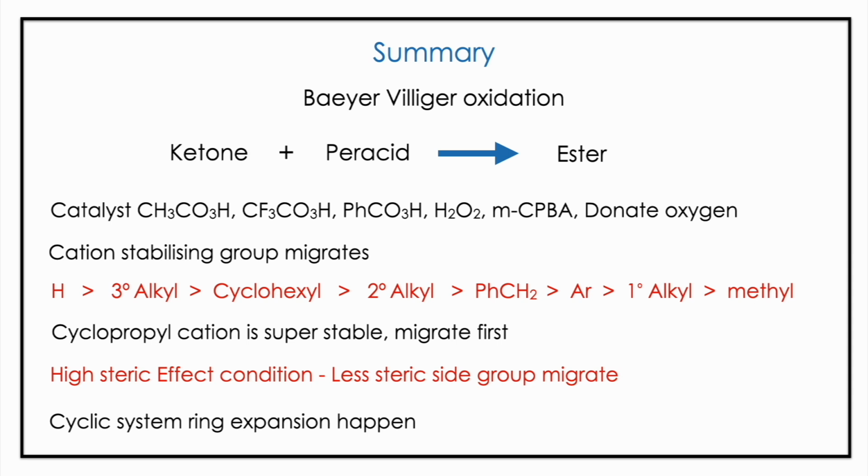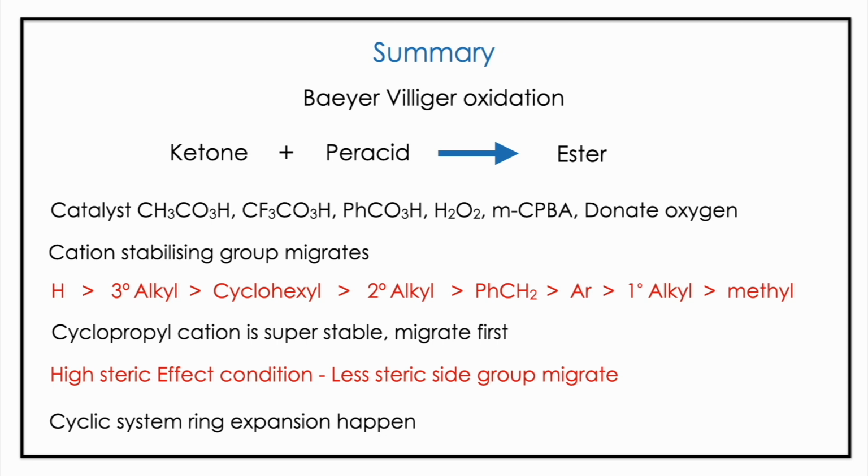Let us summarize what we learned. What is Baeyer Villiger oxidation? It's a conversion of ketone into ester by using peracid. The reagent can be any peracid, maybe a combination of peroxide with an acid. More simply, the compound donates the oxygen.